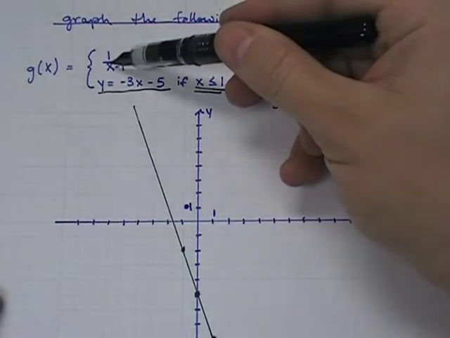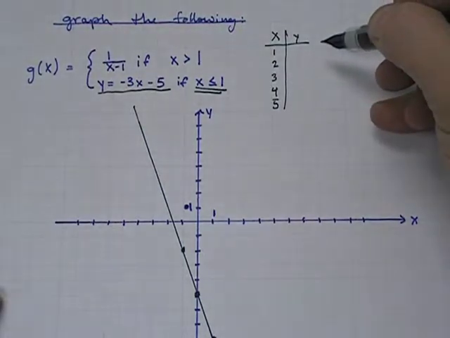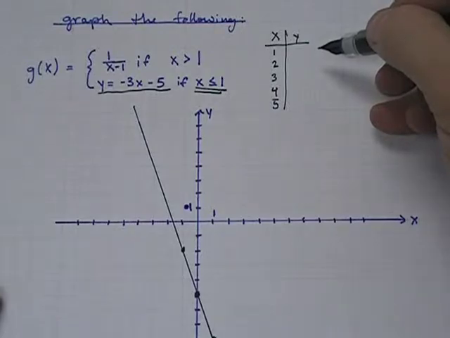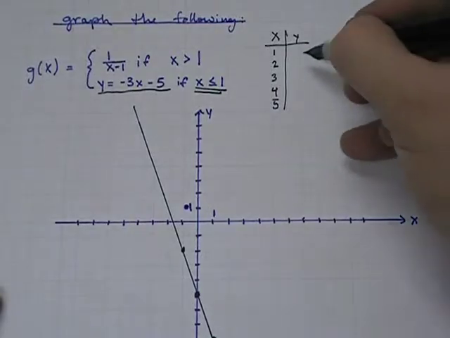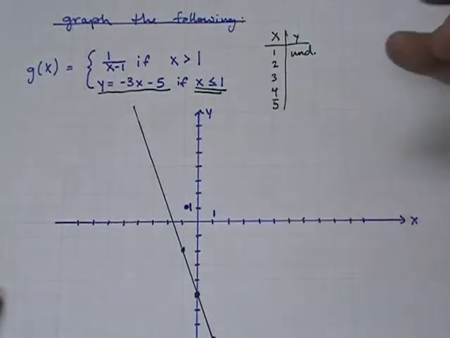So 1 over 1 minus 1. What do you get? Okay, what's 1 minus 1? It's 0. It's 1 over 0. That doesn't work so well, does it? That's undefined. Notice it doesn't say equal to 1. There's a reason for that.